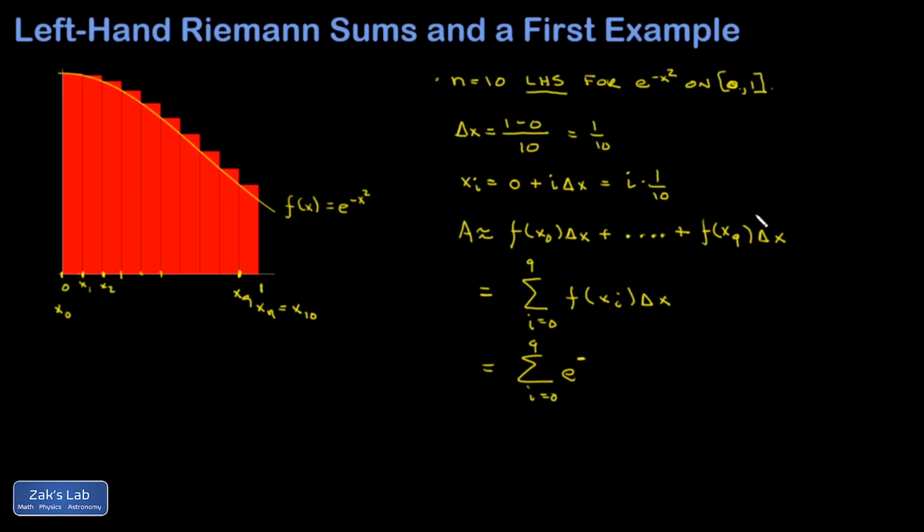So I'm going to plug in what xi is. It's up here. I could write it as i over 10 squared times delta x, which is up here. It's 1/10. And this is a sum that you can compute in a computer algebra system or with a TI calculator. And I'm going to use Maxima to get it done.